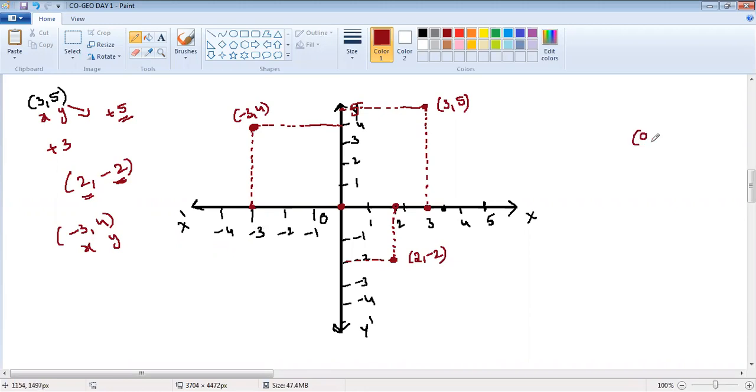Now (0, -3). See, the X value is 0, so you start at the origin (0, 0) and you are not moving anywhere sideways. Then -3, so you have to change the direction and come down. This is your location (0, -3). I hope you understood. This is plotting the points.